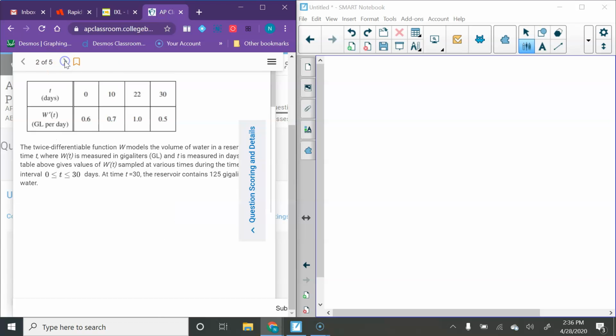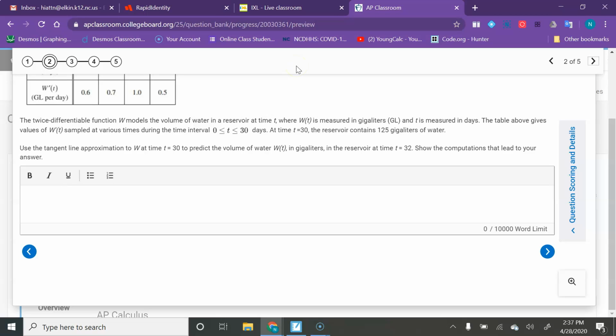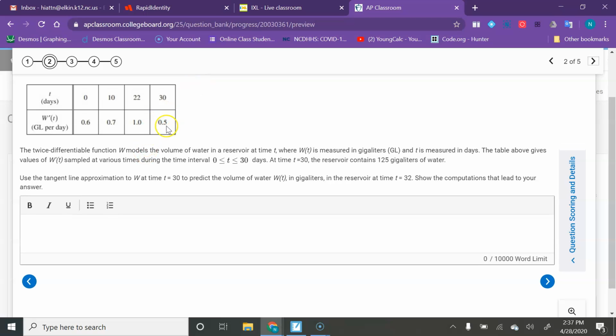Okay, so let's go to number 2. And number 2 is not wanting to show up for me, so I'm going to have to make it full screen here. All right, number 2 asks us to use the tangent line to approximate the reservoir in time 32. So for a tangent line, you need W of 30. You also need W prime of 30. W prime of 30 you're going to find on the table right here. It's going to be 0.5. And W of 30 is given to us here because it tells us at time t equals 30, the reservoir contains 125 gigaliters of water.